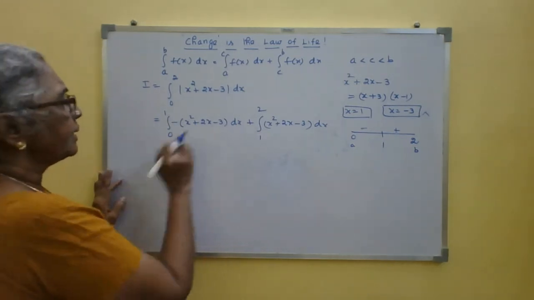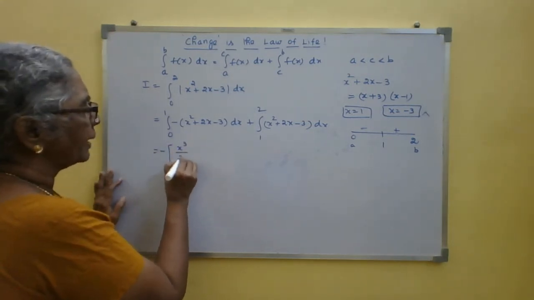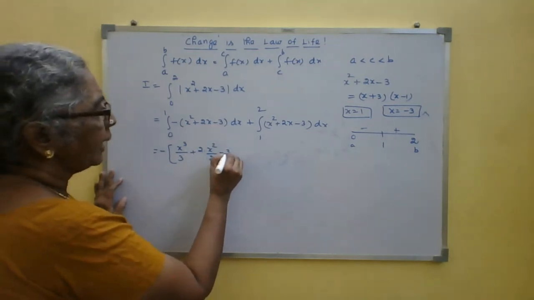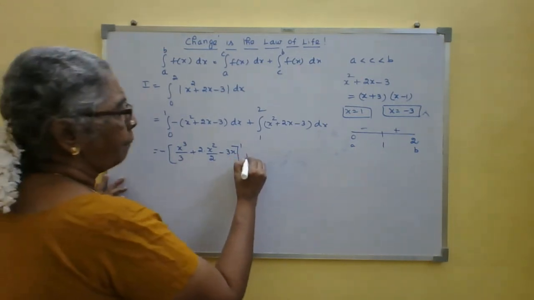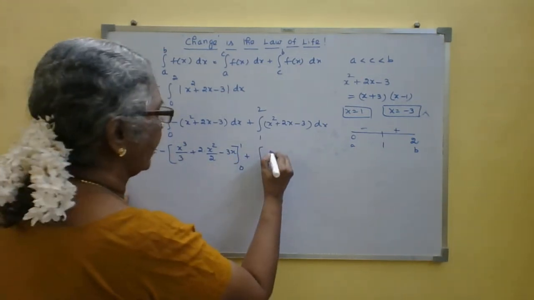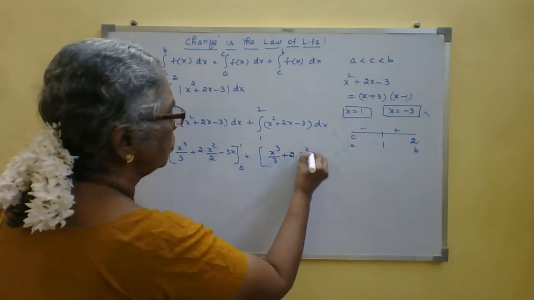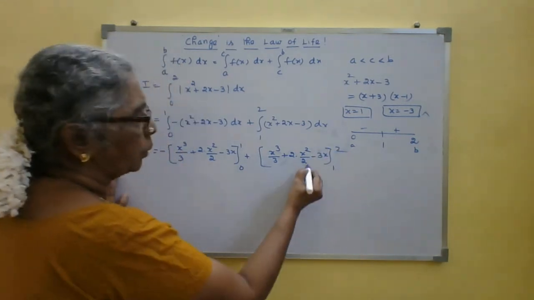So now let us integrate it. I will take the minus out. I will be getting x cube by 3 plus 2 into x squared by 2 minus 3x within the limit 0 to 1. Put a plus. It is the same thing, so I need not do again. I will get x cube by 3 plus 2 into x squared by 2 minus 3x. Now the limits are 1 to 2. Cut these two.